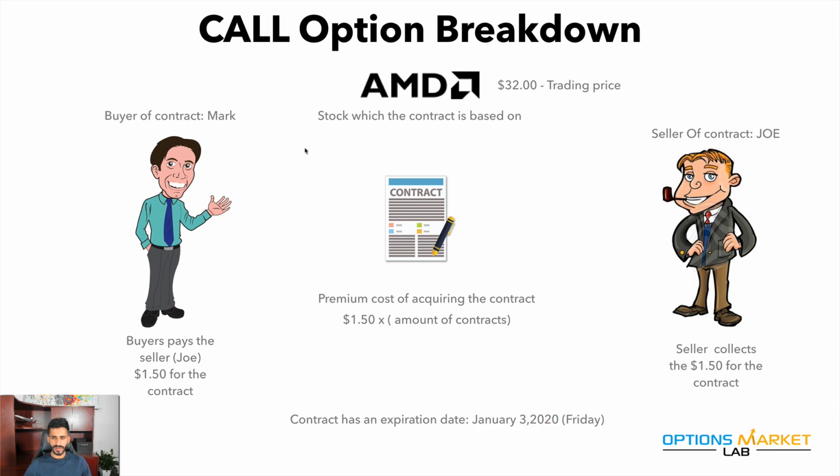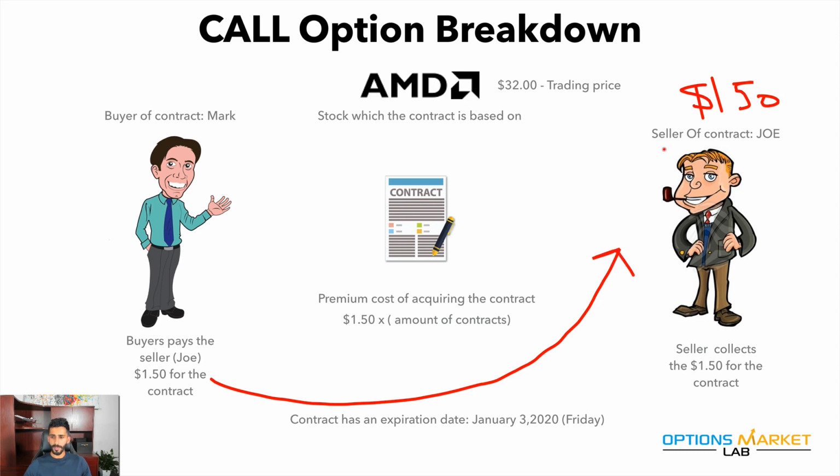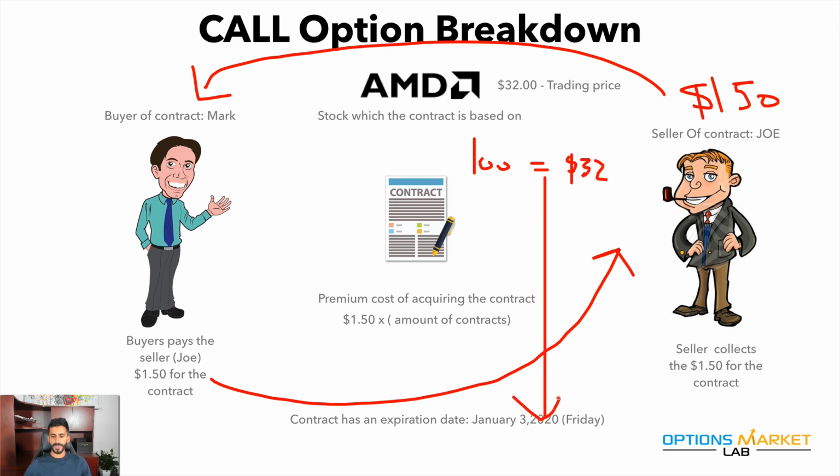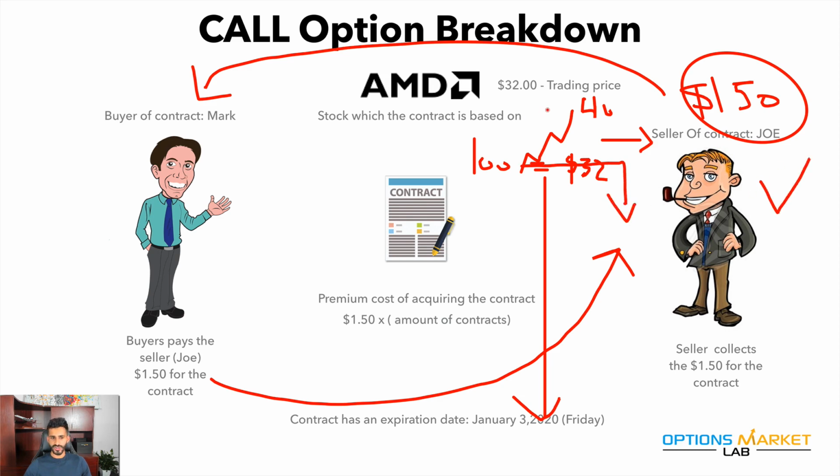So in this situation, once again, Joe made $150 in the premium amount because that's what Mark paid him. But in return, Mark has full control of the following. Mark has full control of 100 shares at $32 per share until January 3rd. Now, Joe gets his $150 regardless. Now, obviously, if the stock goes to $40, Joe will lose a lot more money. But if the stock stays at 32 or below 32, Joe profits and he gets to keep his shares.